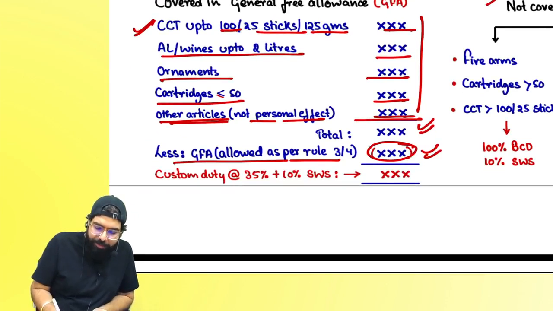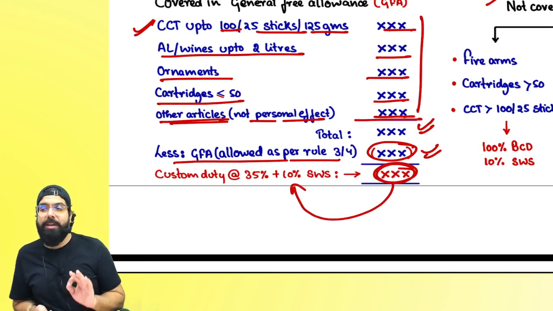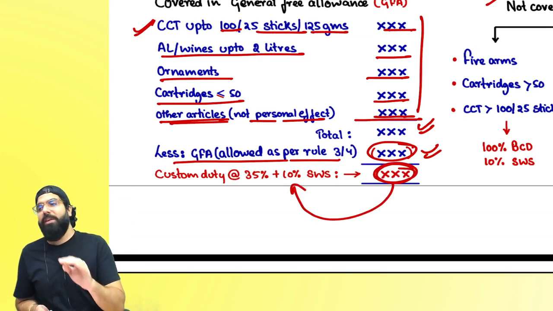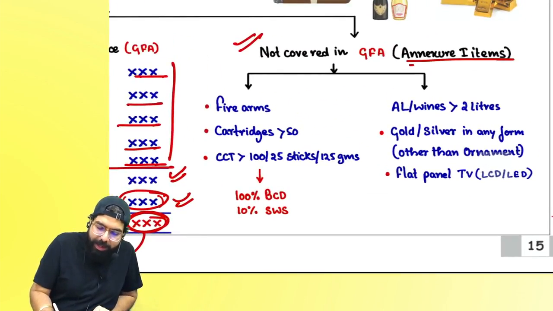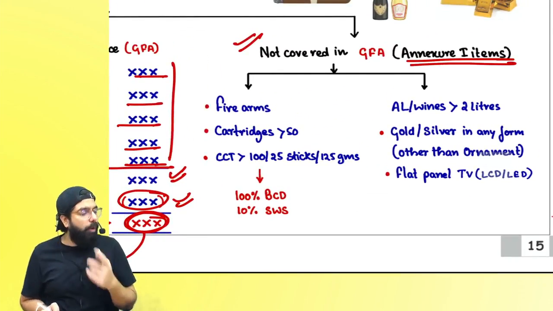Now whatever the general free allowance, after that whatever amount comes, on that you will be required to pay 35% plus 10% social welfare surcharge, which is 38.50. Now if you have got from outside India, annexure 1 item. What are the annexure 1 item?